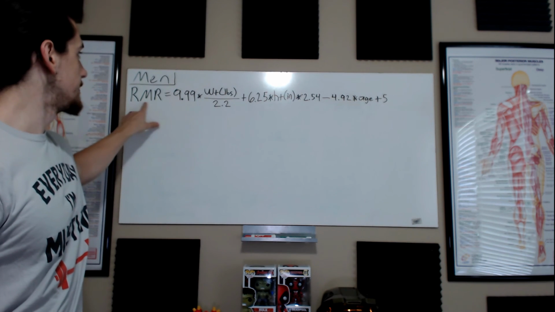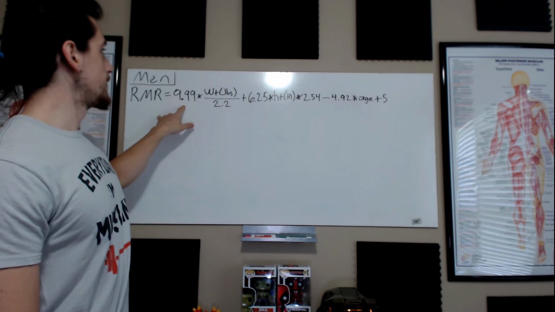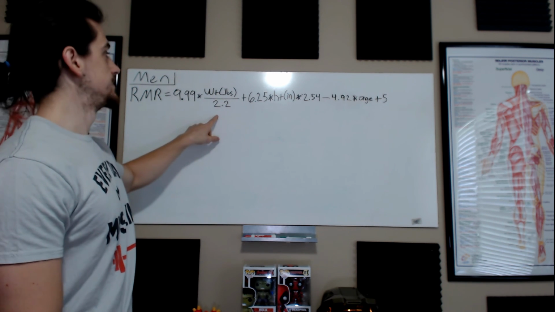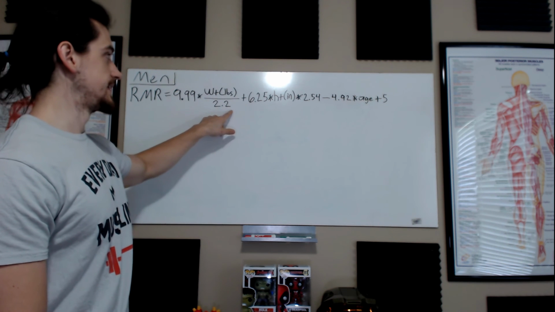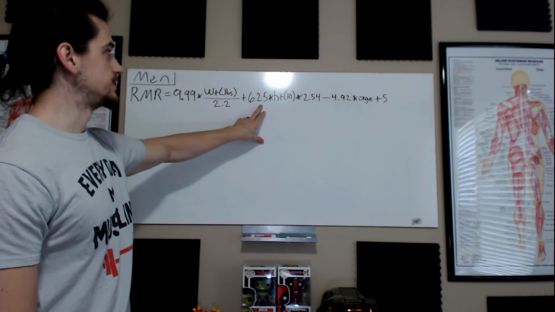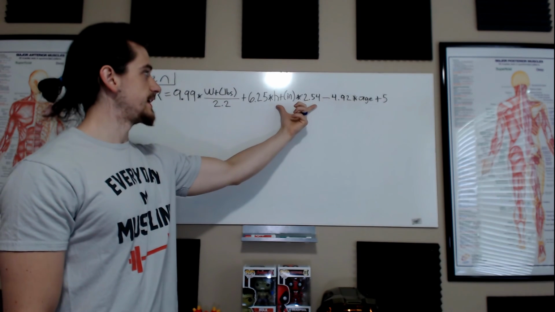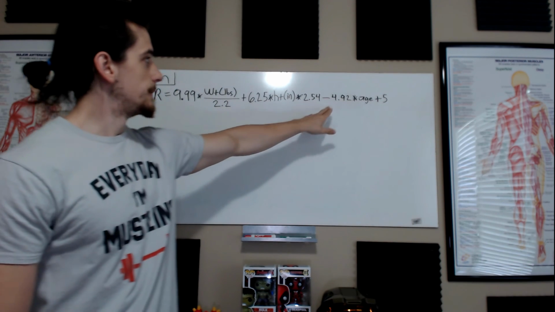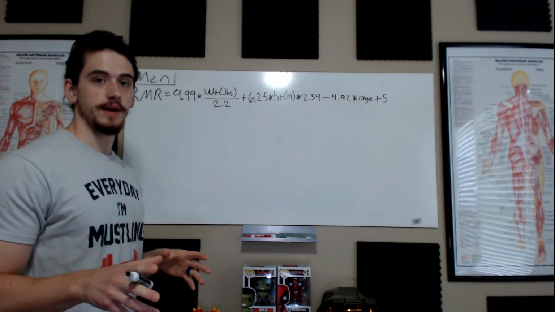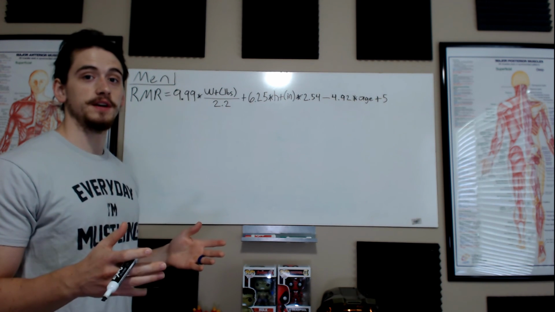Right here we have RMR, resting metabolic rate, and the formula is 9.99 times your weight in pounds divided by 2.2, and that gives you kilograms right here. And then you have plus 6.25 times your height in inches times 2.54, so that is your height in centimeters, minus 4.92 times age plus 5. Let's go ahead and work this equation out for a male who is 6 foot, 200 pounds.